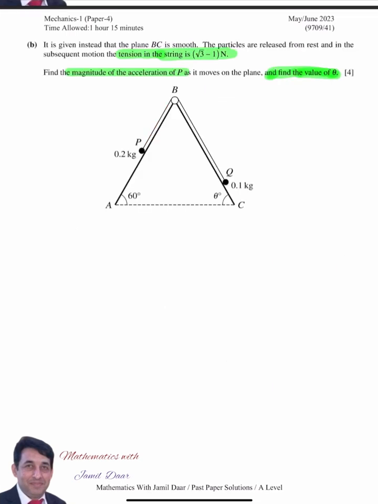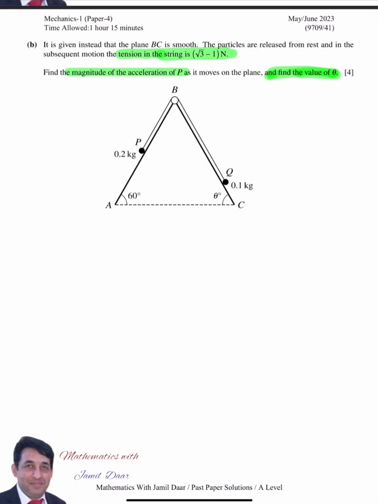Okay, part B. It is given that instead the plane BC is smooth. Now this plane is also smooth. The particles are released from rest and in the subsequent motion, the tension in the string is square root of 3 minus 1 Newton. Find the magnitude of the acceleration of P as it moves on the plane, and find the value of theta. So we have to find the acceleration and the value of theta.